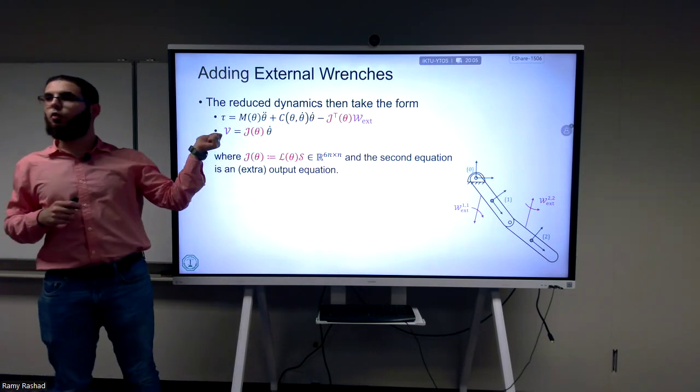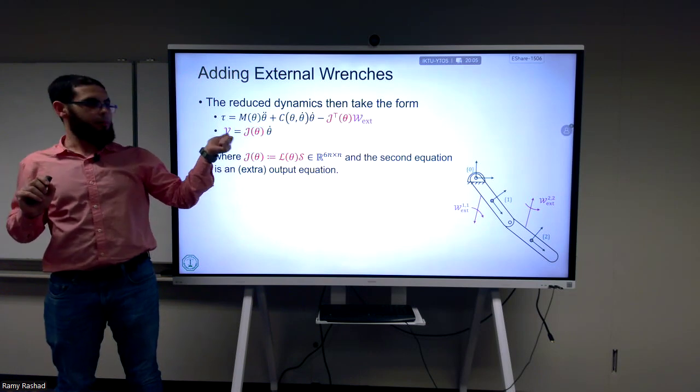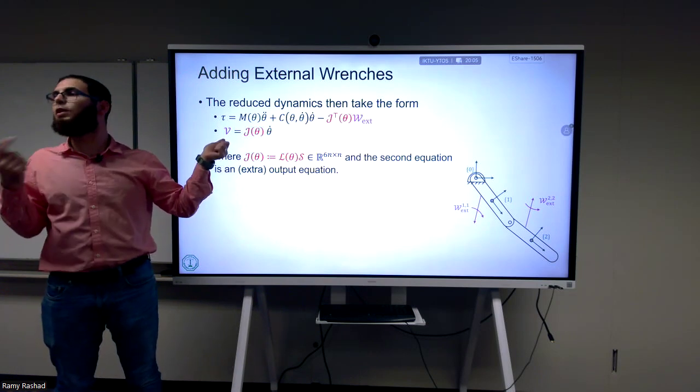I added here one equation. This is an extra equation. And we're going to see a lot of these equations today. These are only extra equations.